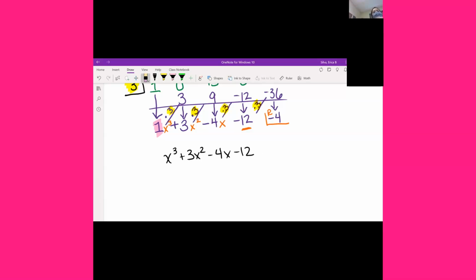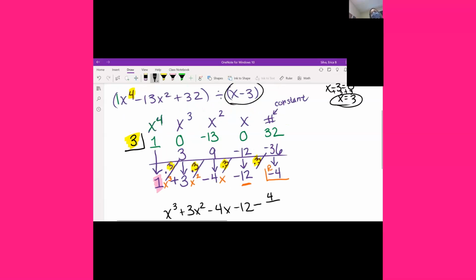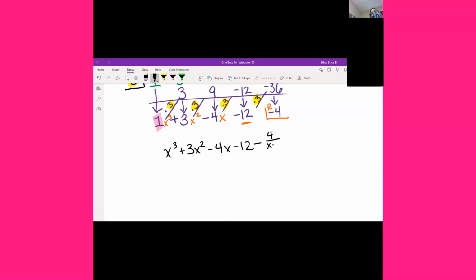And our remainders, this is how we're going to write them. If it's negative, we're going to put minus 4 over, and then our divisor, x minus 3. The only thing that's different is that we used to put r for the remainder. We're no longer going to do that. We're just going to put minus. And that's long division, the cheating long division.